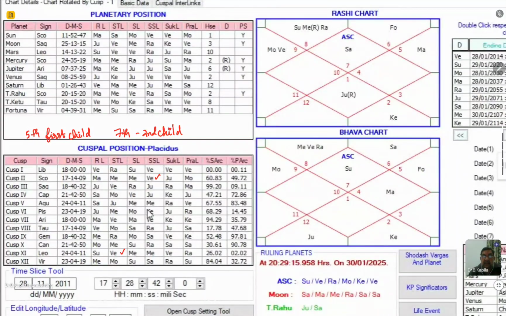genuineness is to be checked only by appearance in the primary cusp or its supporting cusp. Seventh is supporting to fifth. Okay, sir. Right? Kapilji, so only 11 is available.